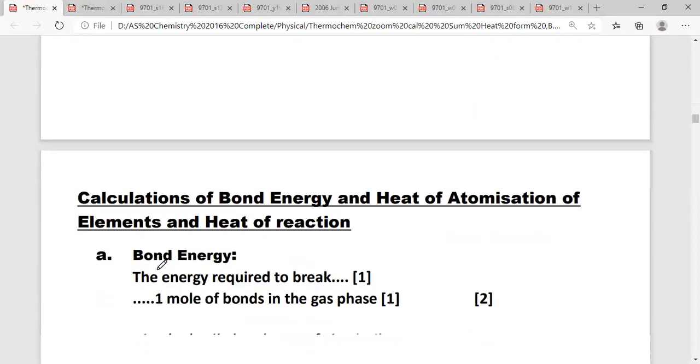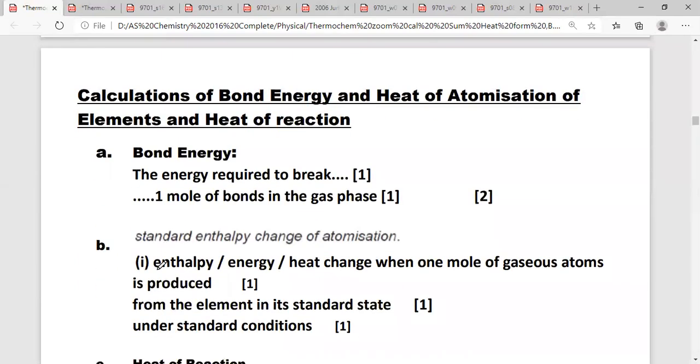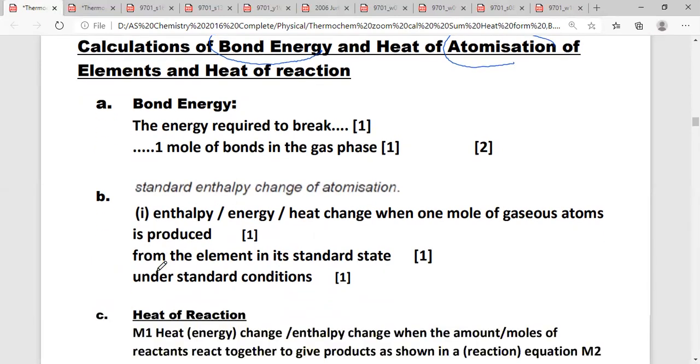Now the next one is a bit more tricky. Normally this one comes together: your bond energy and heat of atomization for elements come together. They are related. Now let me show you the difference. Bond energy is for covalent bonds. For example, chlorine, Cl2 is Cl-Cl.